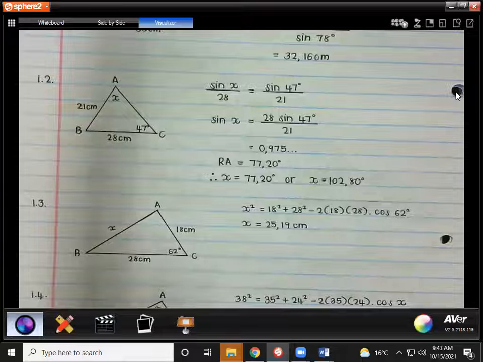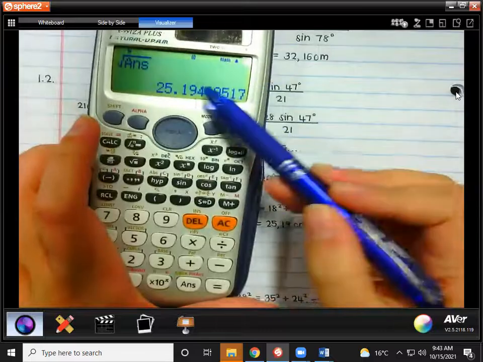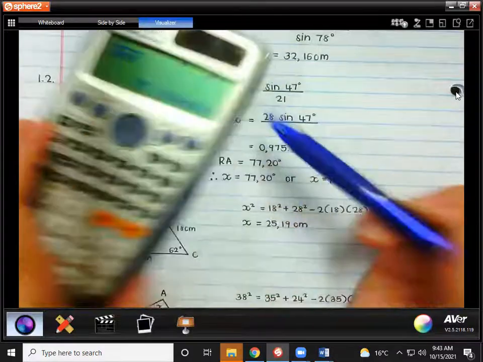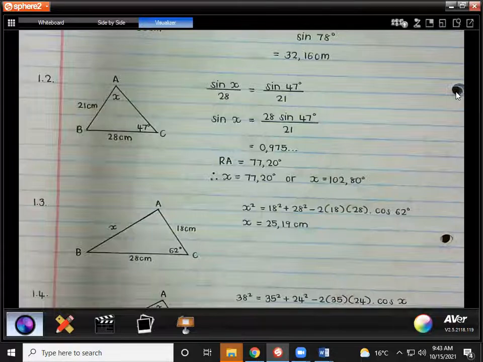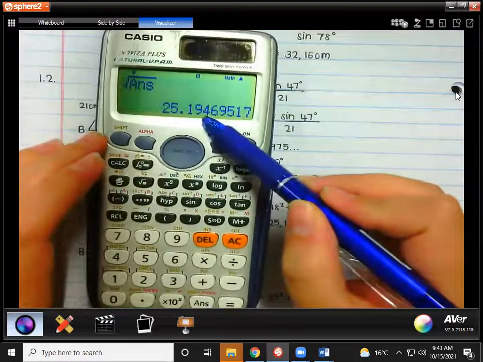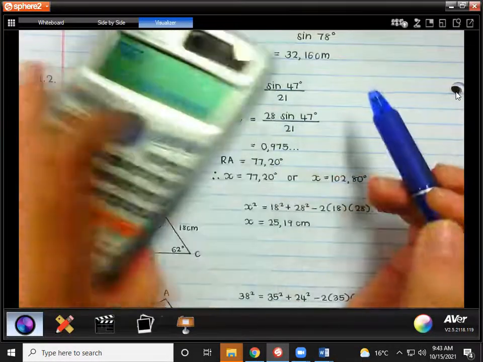Okay, let me check that quickly. I think they said for this one... No, but I mean like within the... It is 19.46. So if they say round to 2 decimal places, you only look at the third one. Yeah, yeah.